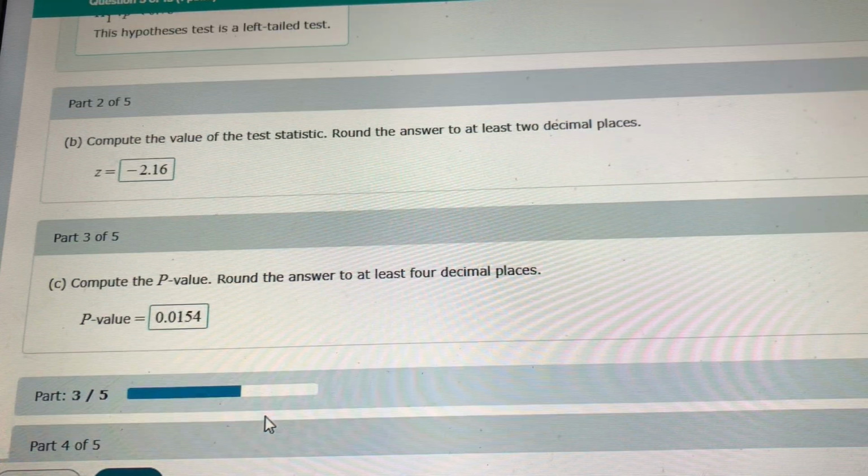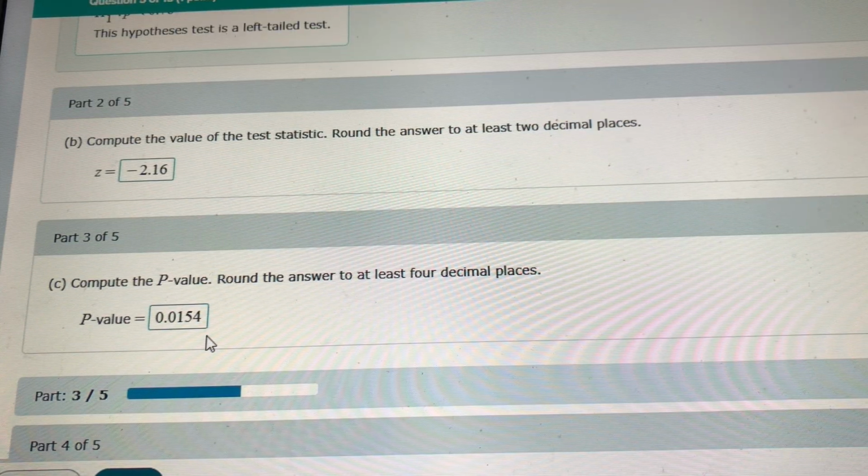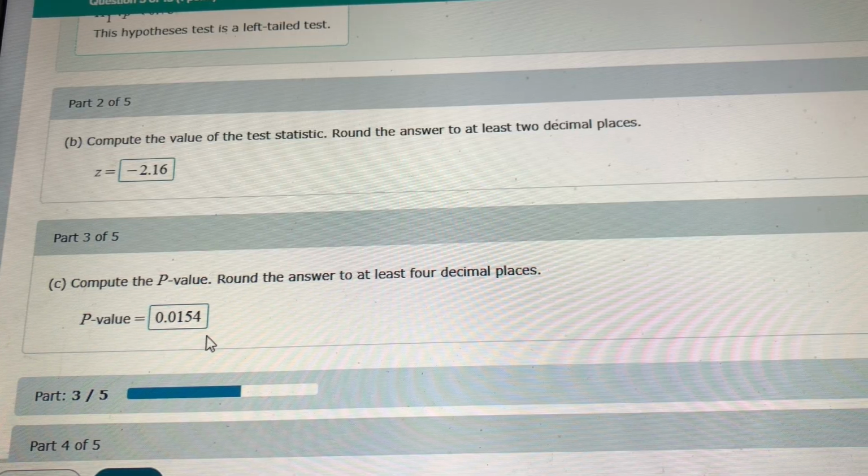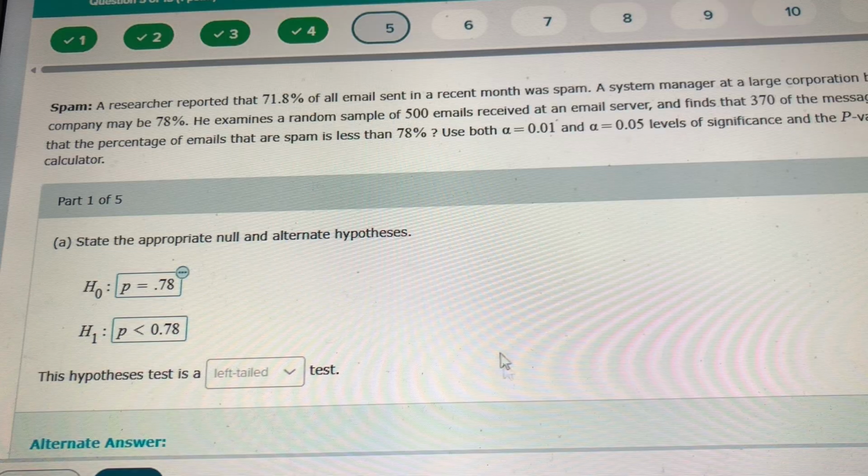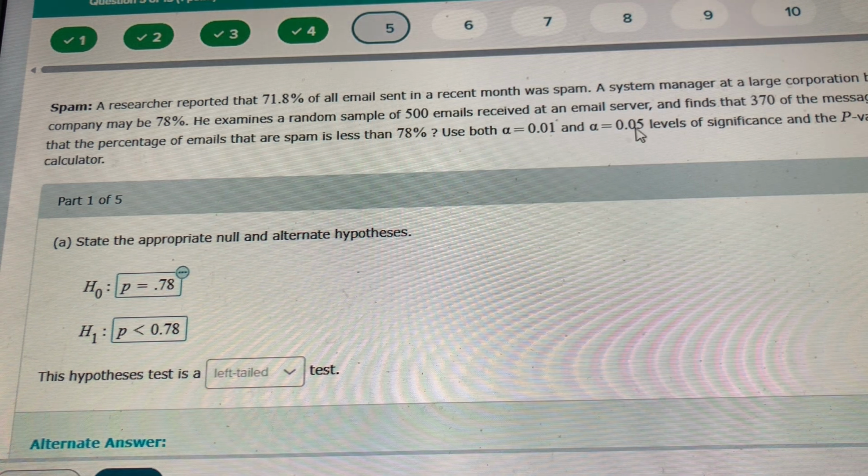So if alpha is 0.01, I would get a different answer than if it's 0.02, 0.05, or 0.10. So sometimes it depends which alpha they give you, how the ending's going to go. Here they want me to use both 0.1 and 0.5. Normally you just do one of them, but again, they're trying to show you that if you switch this to something else, it can be a different answer, actually.